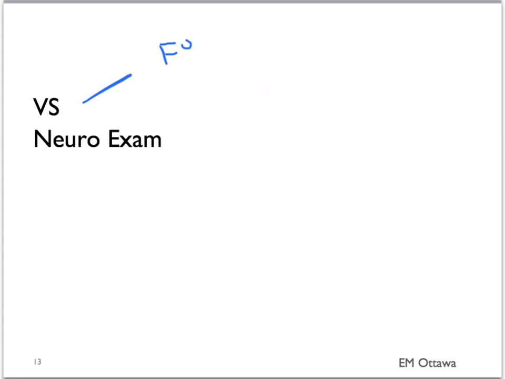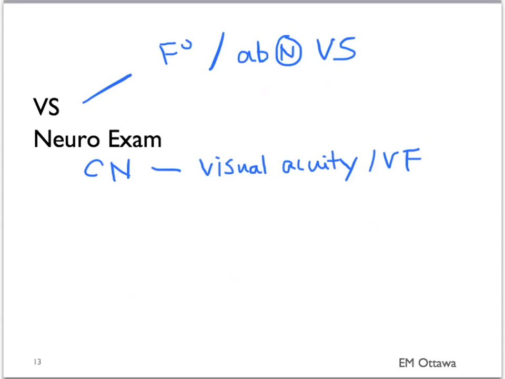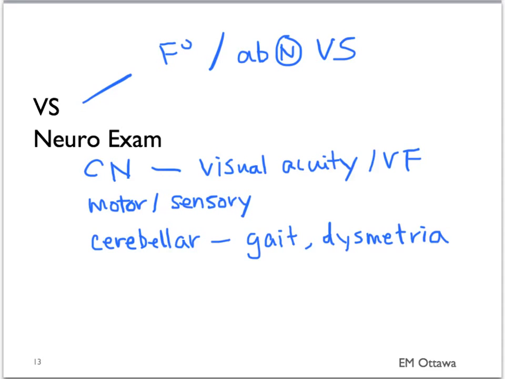For physical exam, we'll lump them all together. For the vital signs, we need to check for fever and whether there are any other abnormal vital signs. We also need to do a detailed neurological exam that includes the cranial nerves, paying special attention to vision in terms of visual acuity and visual fields. Moving downwards, we need to check for motor and sensory, both upper and lower extremities, and cerebellar testing, including gait and dysmetria.